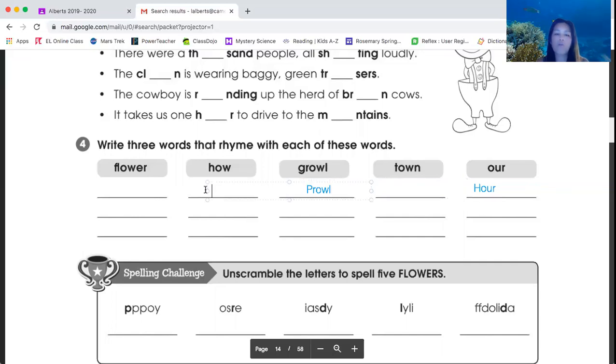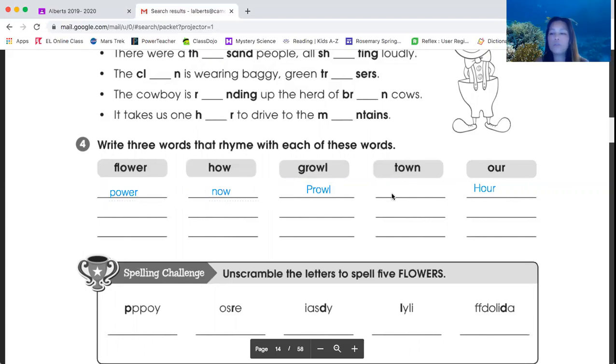For howl, we can say, nope, we can't say toe, because even though it looks like it sounds the same, if we say how and toe, you can see that the OW makes different sounds. So how, now. And flower, power.